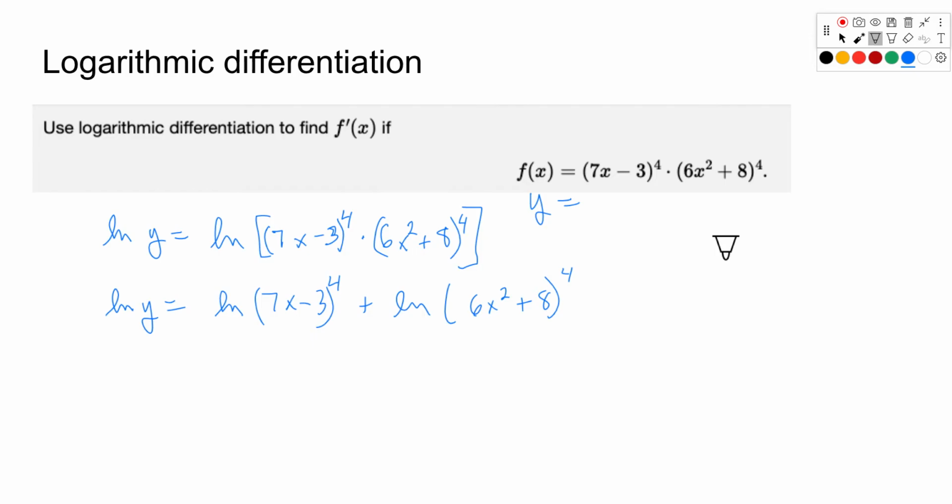We take those exponents down in front. So the 4 comes down, right? This 4 comes down. You could leave them there, but it's just going to make the derivative a little bit easier to deal with. And then now we're ready to use the easy derivative rule for logarithms. So we take the derivative of natural log of y. What's that? It's 1 over y dy dx.